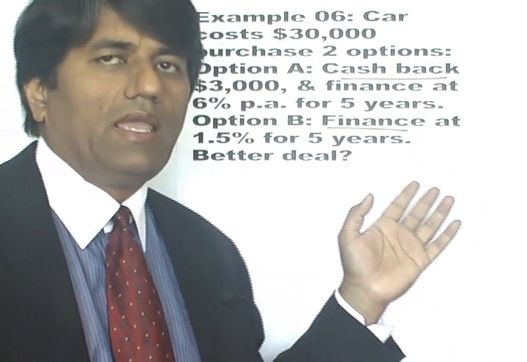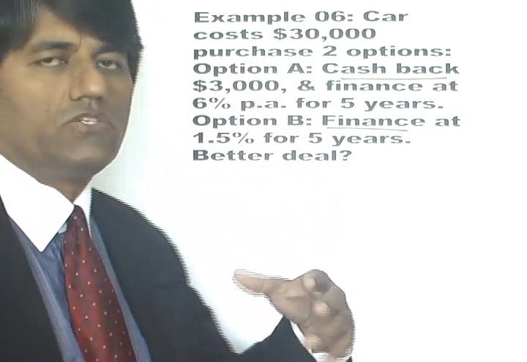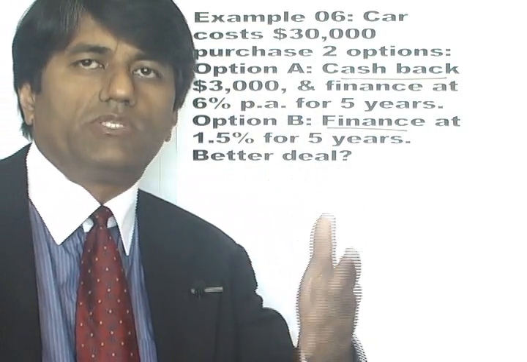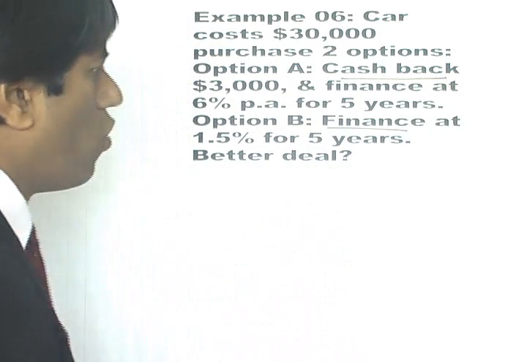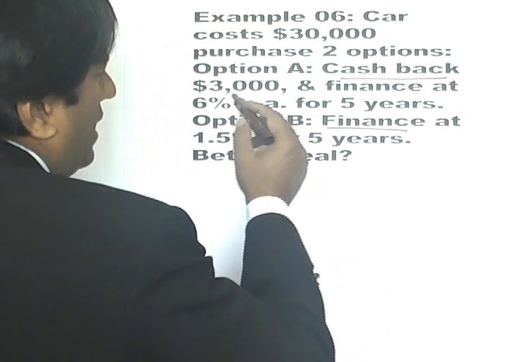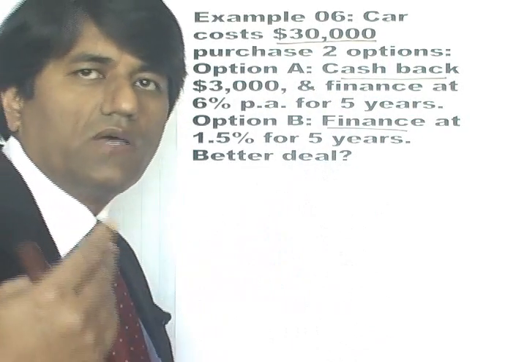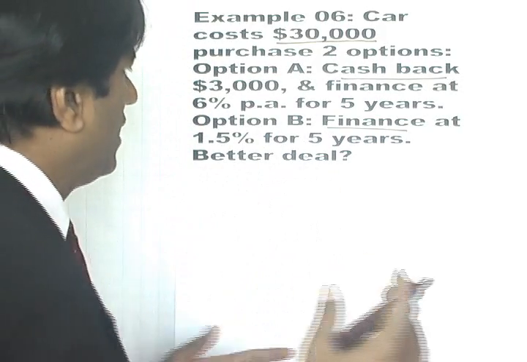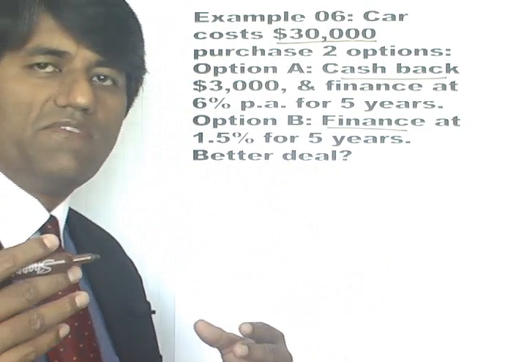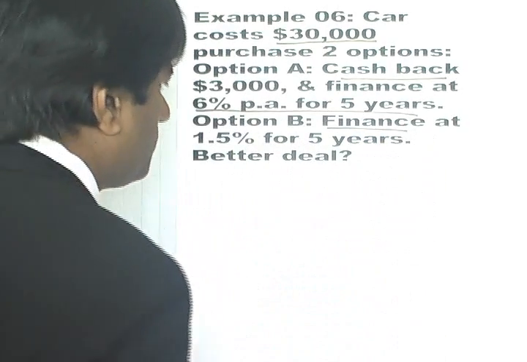So here, the first one is a cashback of 3,000. Assume that you can actually use the cashback to pay for part of the car price. So you take out the 3,000 cashback, and you owe 27,000. So basically you're financing 27,000 at 6% per annum for 5 years.